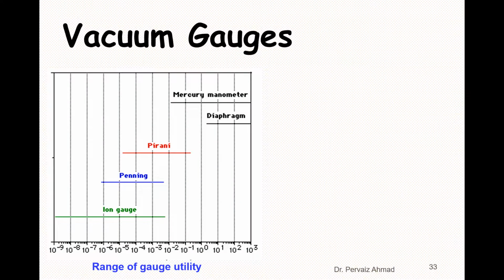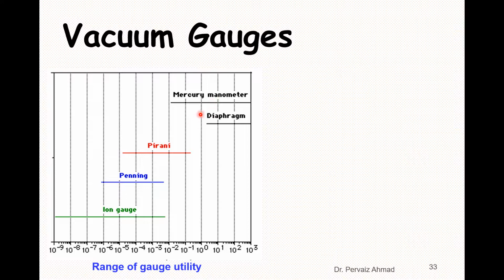Before going into full details of the particular kinds of vacuum gauges, let's have a graphical view specifying the range and utilization of each kind of gauge. Here you can see that we have specified different vacuum ranges from 10 raised to power minus 3 to 10 raised to power minus 9. And here we have given different kinds of gauges.